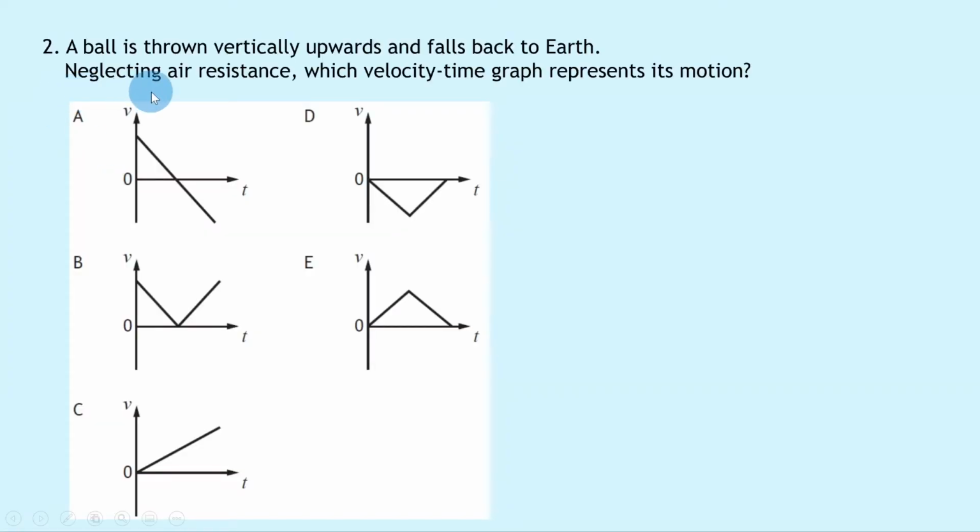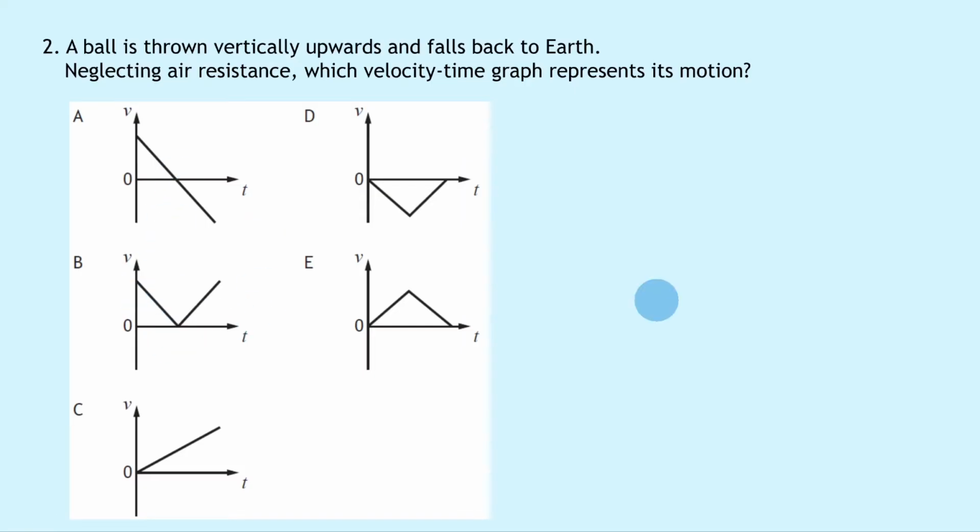Question 2 says a ball is thrown vertically upwards and falls back to earth. Neglecting air resistance, which velocity time graph represents its motion? Well, when you initially throw that ball upwards, it's going to leave your hand with some non-zero velocity v. So this means we've narrowed the answer down to A or B because you'll notice graphs C, D and E all start at 0 meters per second. And when the ball travels upwards, it's going to decrease in speed until it eventually reaches its highest point in motion, at which point it's going to reach 0 meters per second, i.e. it comes to a stop. And this is shown in both of these graphs.